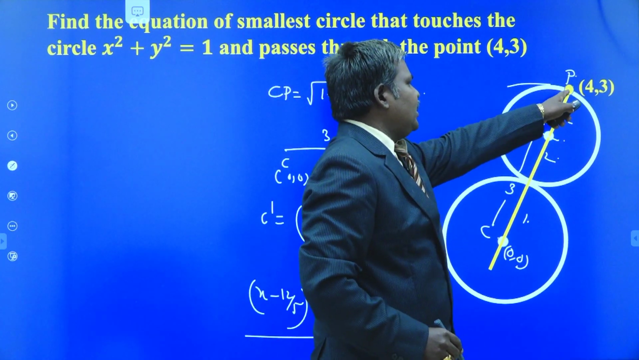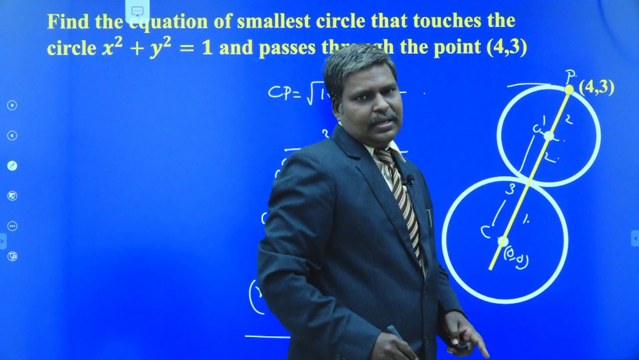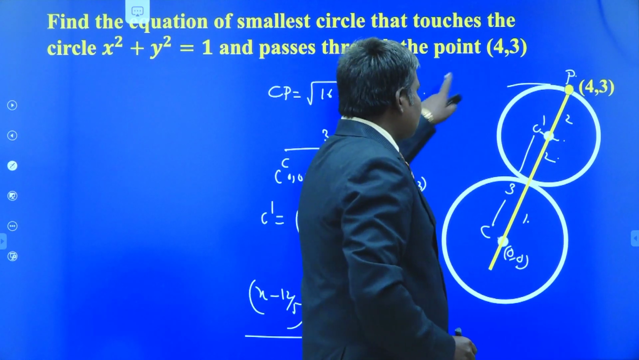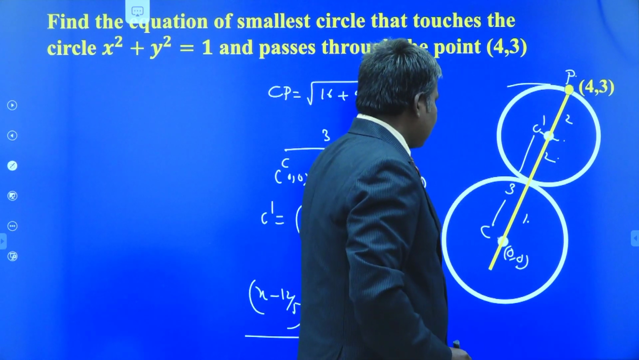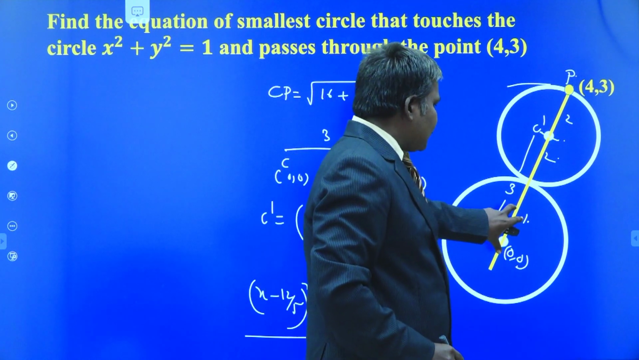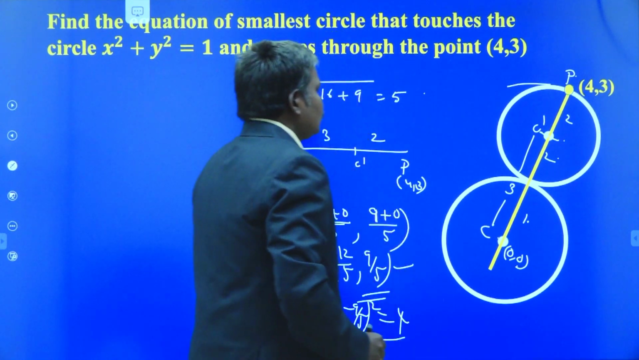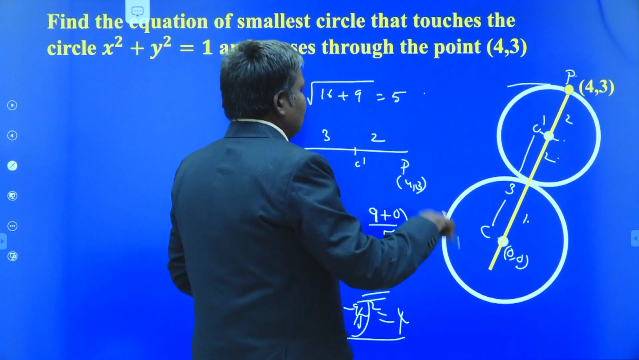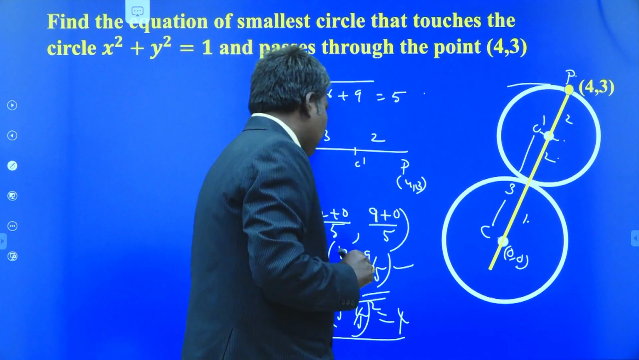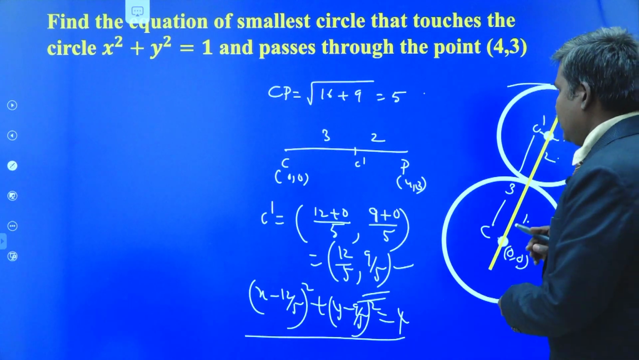Passing through that point, that is the smallest circle touching the given circle, so it must touch externally. If they are asking for the largest circle, it touches the circle internally, so your given circle must be internal to that circle. In this manner you can crack the equation. x minus 12 by 5 whole square plus y minus 9 by 5 whole square is equal to 4 itself. Understand? Next one.